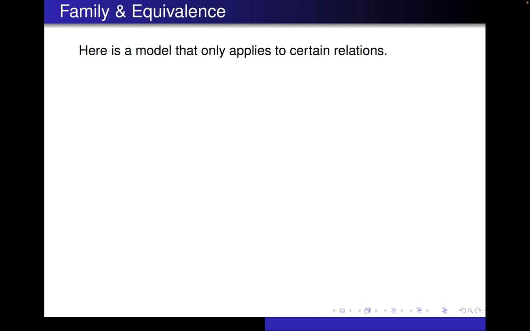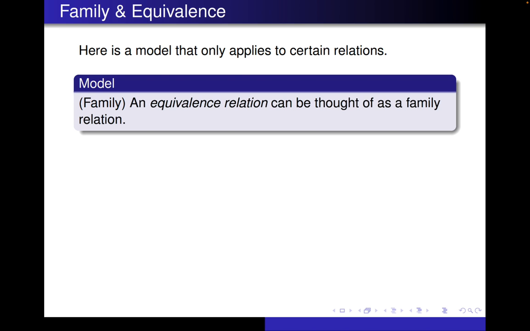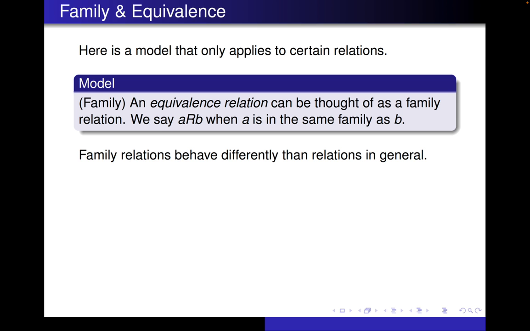Now, the models before this were models that could be used for literally any relation. Here's a model that only applies to certain relations, and I call it the family model for equivalence relations. So an equivalence relation can be thought of as a family relation. In other words, when I say A is related to B or ARB, I mean related as in family relations. So A is in the same family as B. Now, family relations behave a little bit differently than relations in general, in particular some of the relations that we were looking at before this model.